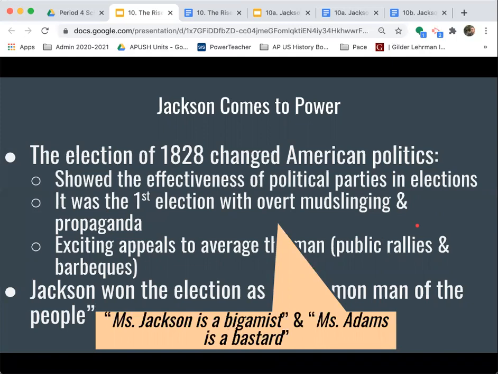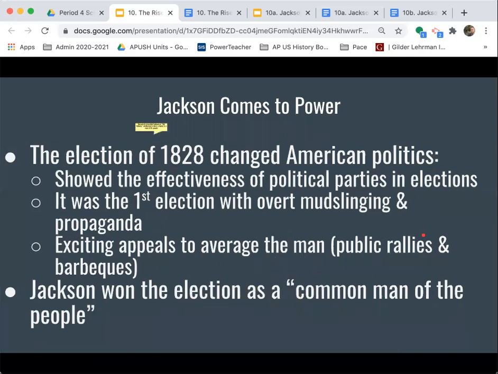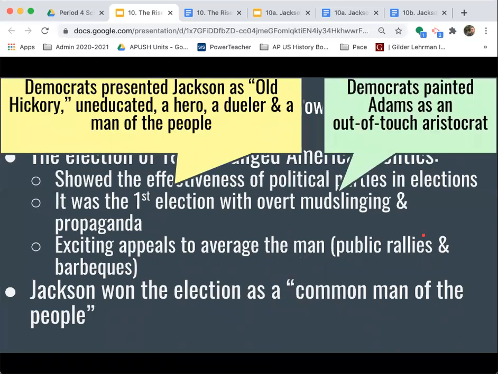But the Democrats are going to paint Jackson with his nickname of Old Hickory. Hickory's a really hard, sturdy southern tree, and it says he's as strong and as sturdy and as stable as an old hickory tree. And they're going to say these things as if they're good things, right? He's uneducated, like that's a good thing. He's a war hero. He's a dueler. If he disagrees with you, he'll take you out back and you can have a duel and shoot each other.